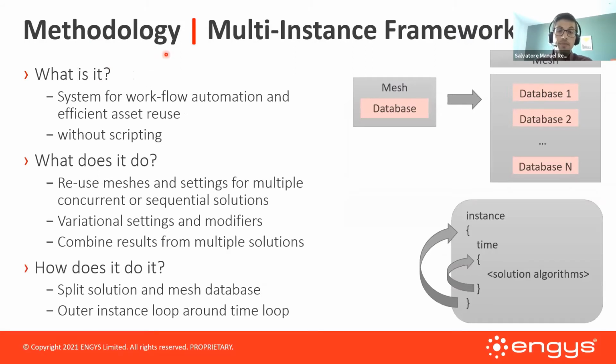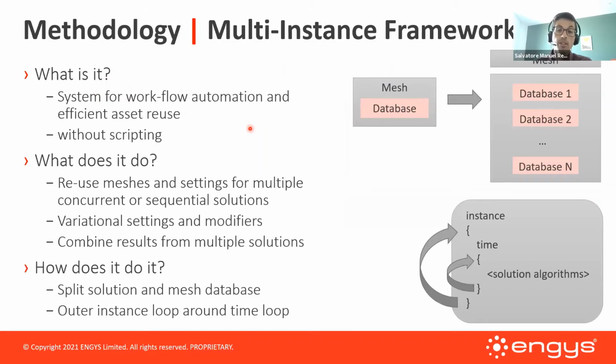How do we do this? The Engys recipe consists of two key ingredients. The first ingredient is a multi-instance framework, which is mainly used to simplify and streamline the workflow. What is it? It's a system for workflow automation and efficient asset reuse.